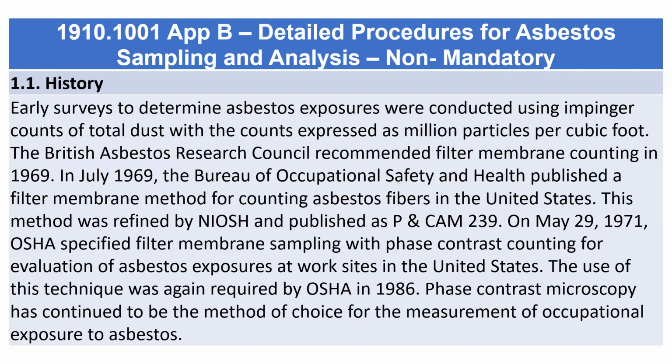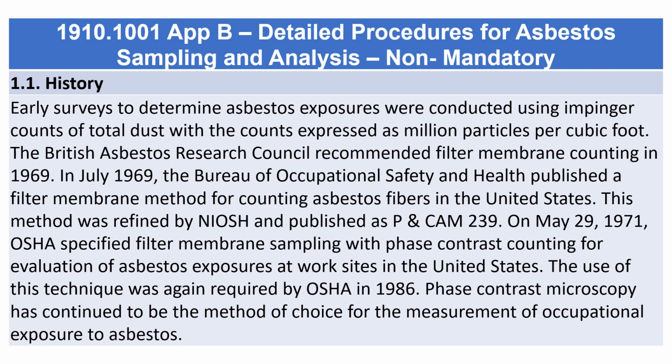1.1 History. Early surveys to determine asbestos exposures were conducted using impinger counts of total dust with the counts expressed as million particles per cubic foot. The British Asbestos Research Council recommended filter membrane counting in 1969. In July 1969, the Bureau of Occupational Safety and Health published a filter membrane method for counting asbestos fibers in the United States. This method was refined by NIOSH and published as P&CAM 239.